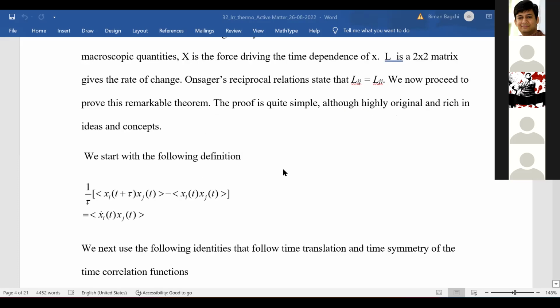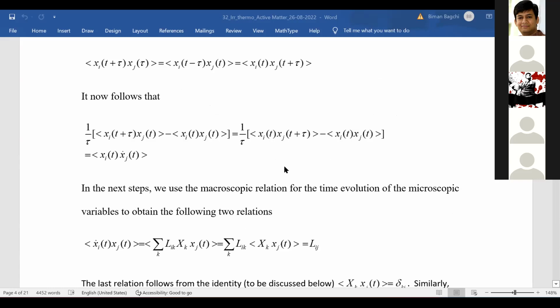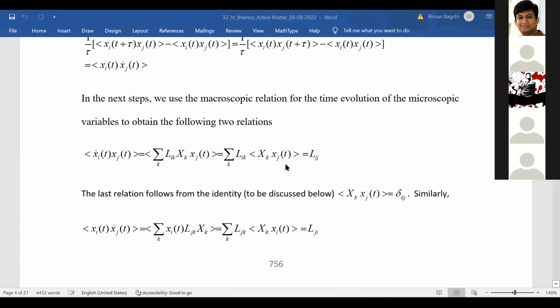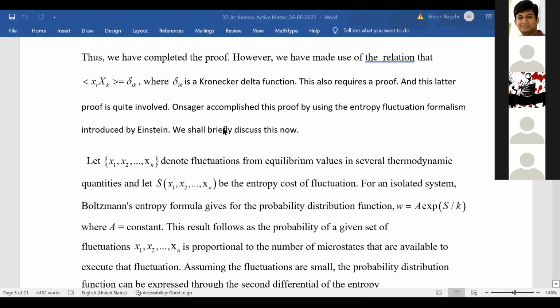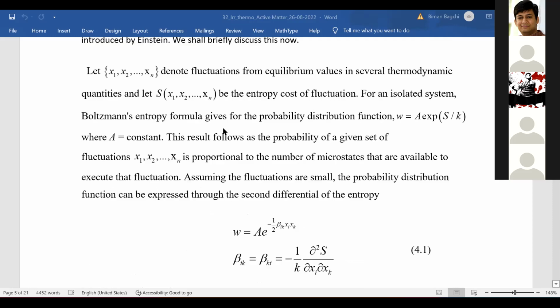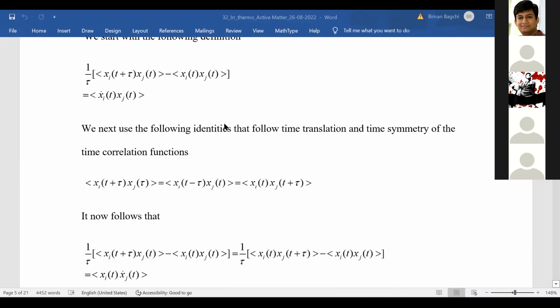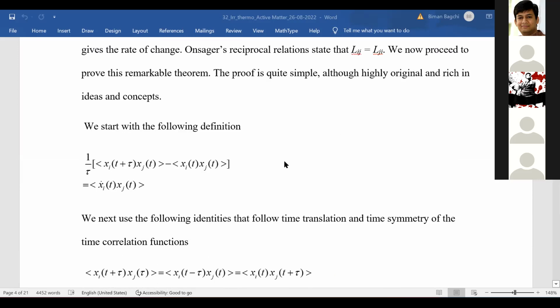And so this is the derivation, which is very neat. But in that derivation, as I told you, what remains incomplete is to show that capital X and small x at the same time are Kronecker delta. That itself is a long proof that we can do without for the time being. That is given here: at the same time, they're Kronecker delta, equilibrium averaging. That requires use of the entropy fluctuation formula and all other things that I'm not going to discuss here. So this is the Onsager reciprocal relation. So why is the Onsager reciprocal relation so important?